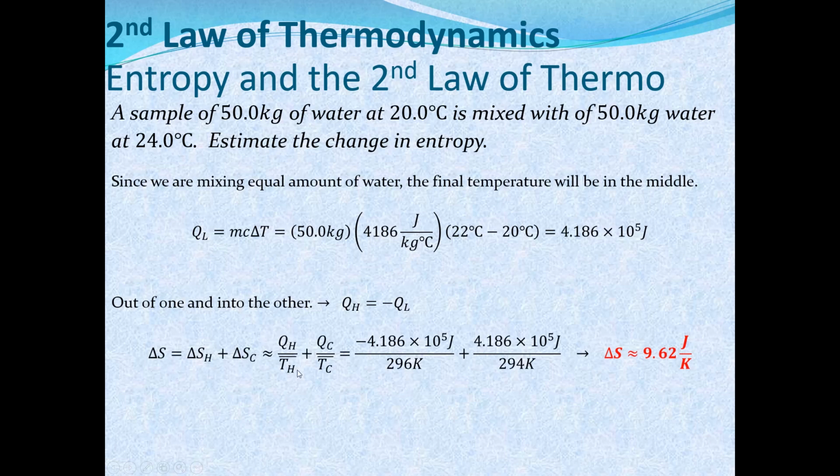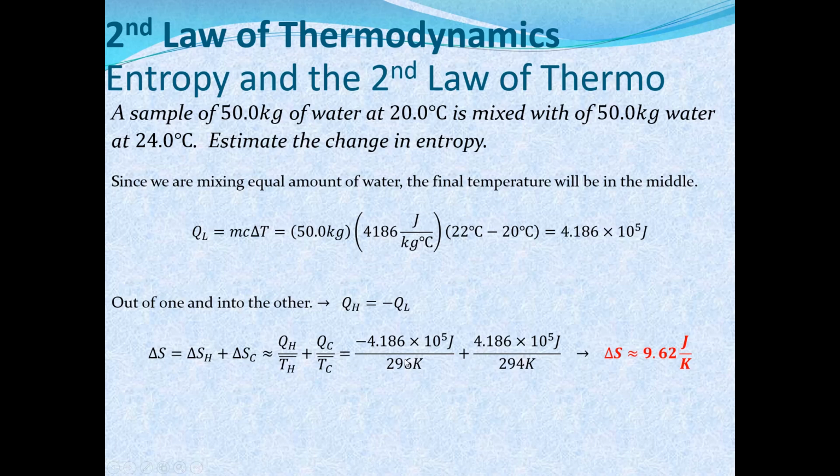We're going to do Q over T and add it for the two samples. Now, you'll notice that there's a bar above these temperatures. That's because I'm going to put in the average. So this water goes from 20 degrees to 22, so this temperature is 21 degrees Celsius. And then same thing, 24 to 22.